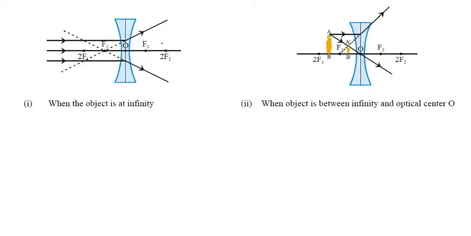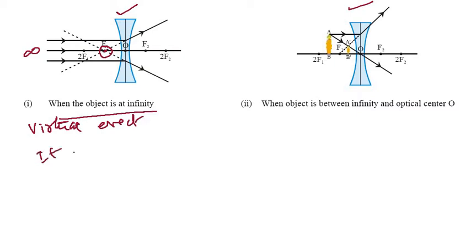Now let us see the image formation by the concave lens. It is the concave lens when object is at infinite. So from infinite, the image is formed here, at focus, and it is the virtual image, virtual, direct, and it cannot be obtained on the screen.